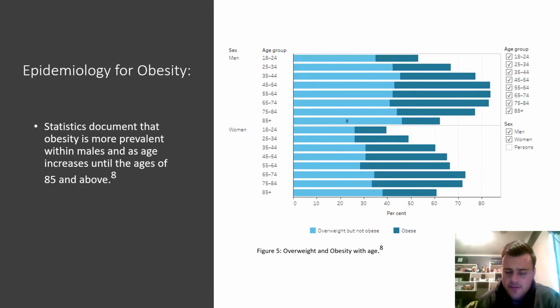The epidemiology of obesity. Statistics actually document that obesity is more prevalent within the male gender and as age increases until the 85 and above age bracket, which can be seen here in figure 5. This also may suggest that my client was at a high risk of developing obesity before he was actually diagnosed.